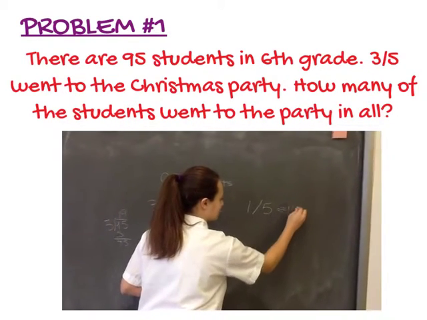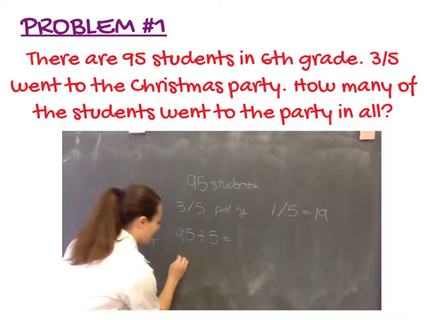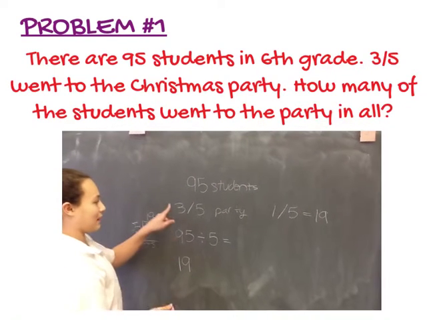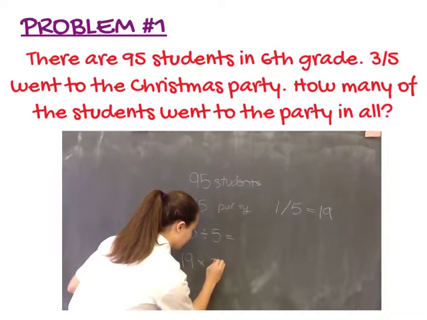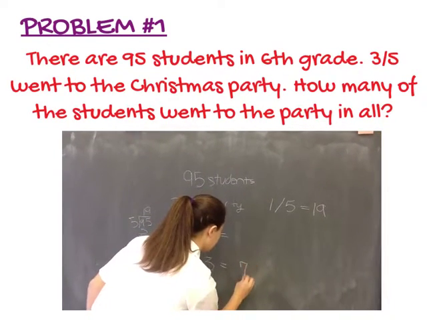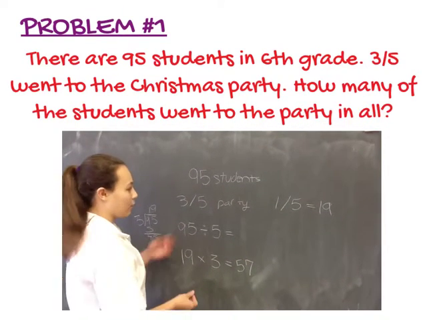equals 19 students. So now you take the 1/5, which is 19 students, and multiply that by 3. Which is 57. So 57 students went to the party.